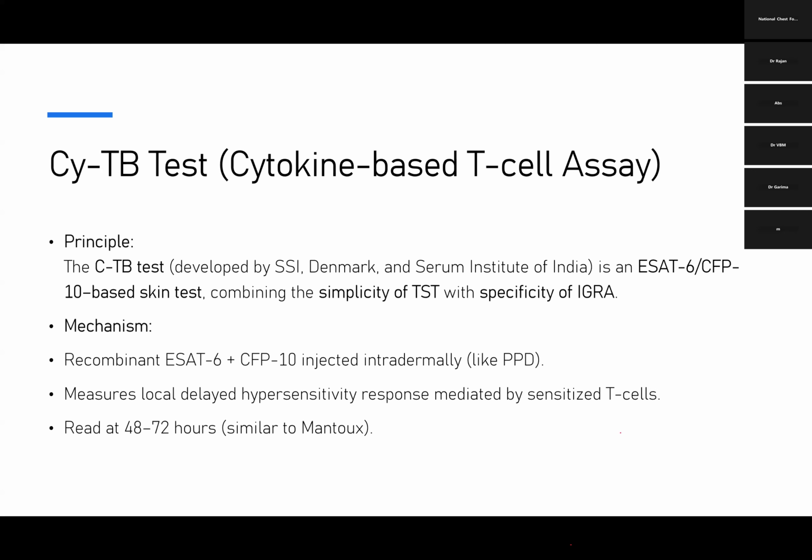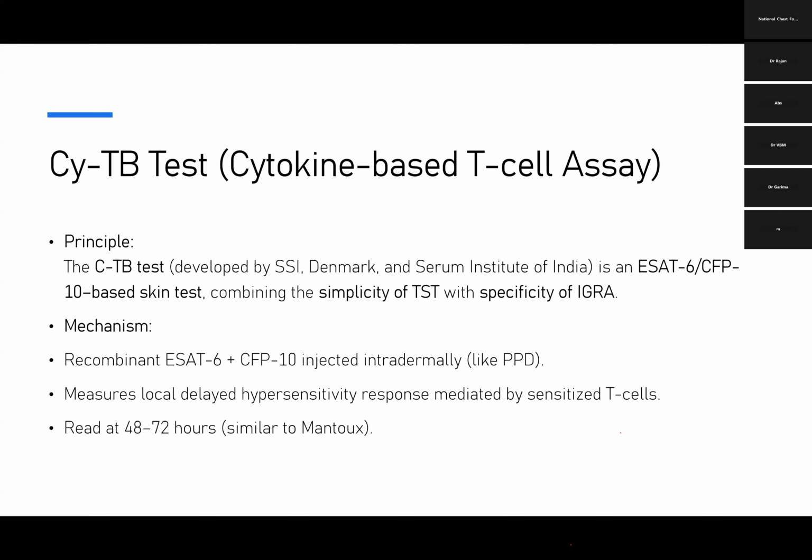Now, there is a newer test called the CTB test. That's a cytokine-based T cell assay. It was developed in Denmark and also by the Serum Institute in India. So it's a CTB test. It again detects ESAT6 CFP-based skin test. So it combines the simplicity of a tuberculosis skin test with the specificity of the IGRA. So the mechanism is the same as IGRA.